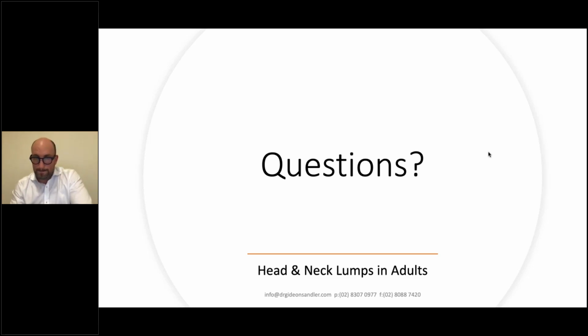Great. And the last question we have is, why remove rather than an FNAB? Why remove? They haven't specifically said what they were referring to. Presuming it's a reactive lymph node, in an adult, you can definitely do an FNAB if you believe it's a reactive lymph node.